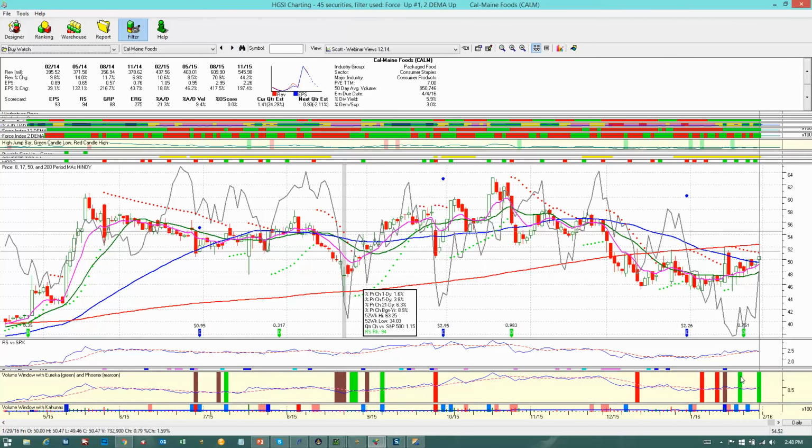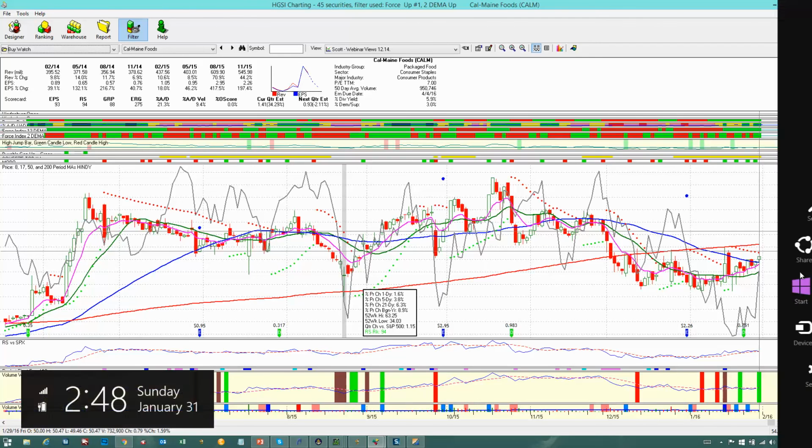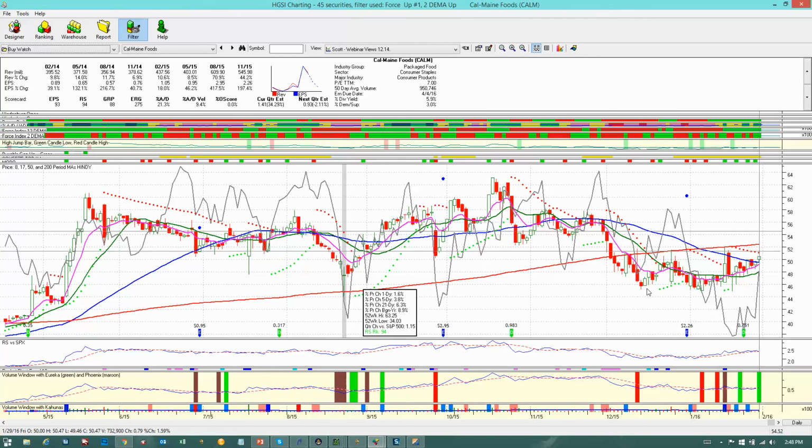Cal-Maine Foods, I hear more about egg issues related to chickens and various viruses. Sold off after good earnings, sort of put in a bottom here, tested it a couple times. Looks like it wants to go up. It's got some resistance above it to be concerned about.